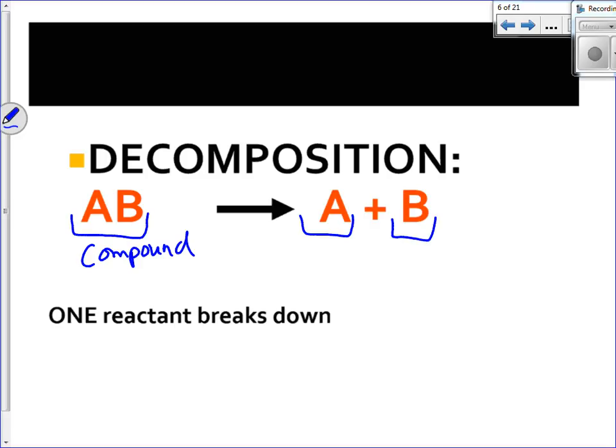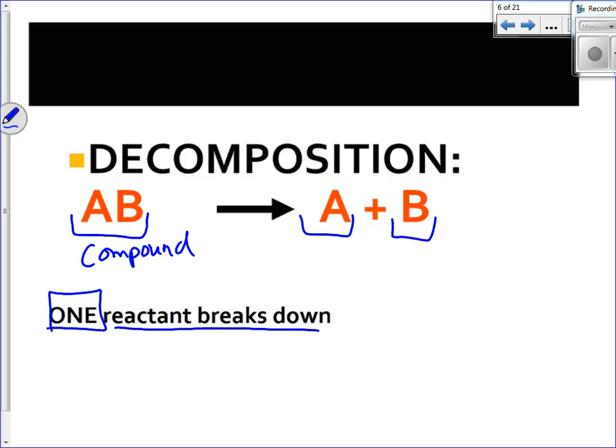And sometimes they're going to be the elemental components, most of the time actually. Occasionally it would be into a smaller compound. But a lot of times you'll see it just break down into its elements. So we have, once again, one reactant breaking down into multiple products. Okay, more than one product. Okay, so far now you should have down to line 3.